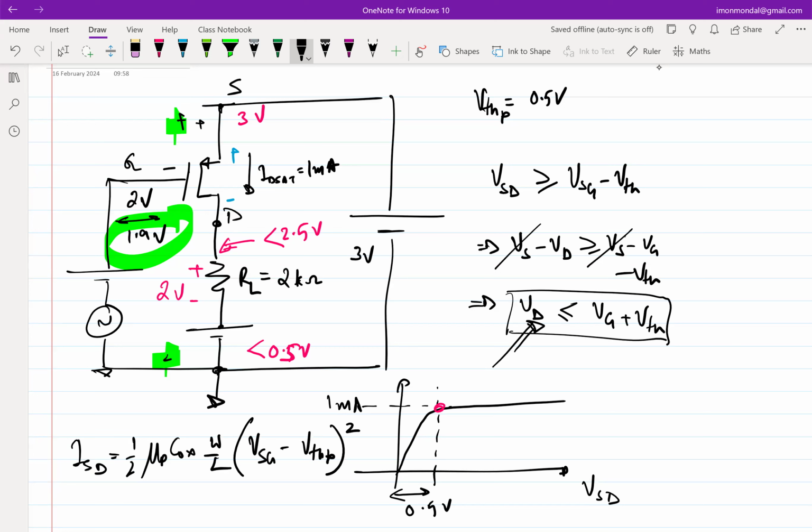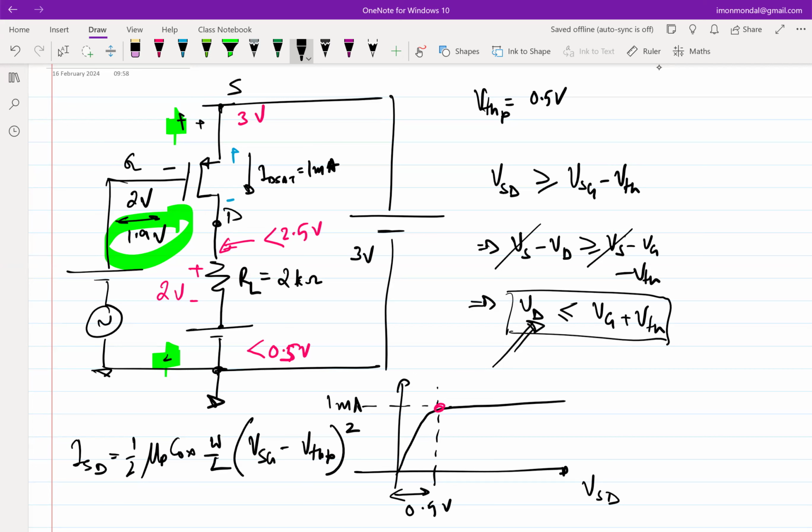So if I reduce the gate voltage, I'm increasing the VSG. It's equivalent to turning the tap on, right? I'm turning the tap more on, which means the current is supposed to increase. So if the current increases from 1 milliamp by, let's say, 20%, it goes to 1.2 milliamps, right?